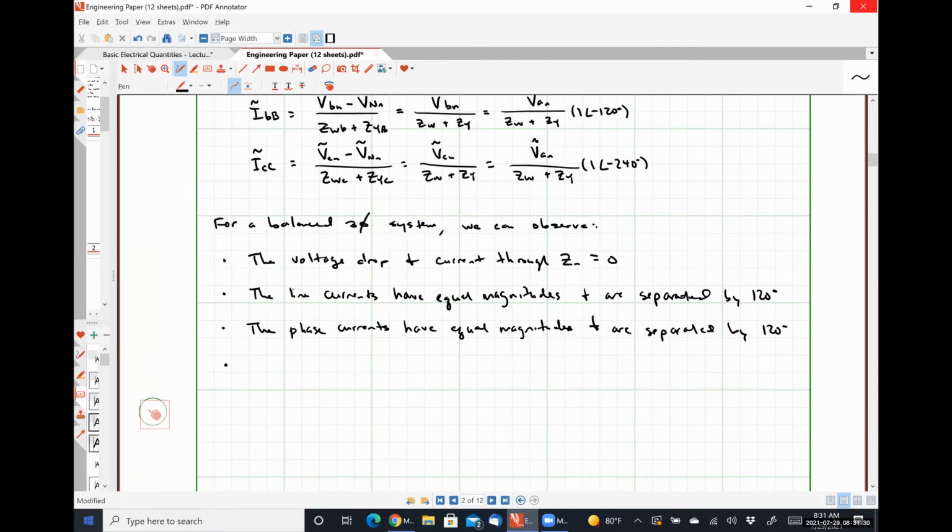What could we then say, understanding that the phase currents have equal magnitudes and are separated by 120 degrees? What can we say about the phase voltages at the load? They will all have the same magnitudes and be separated by 120 degrees. Absolutely right.